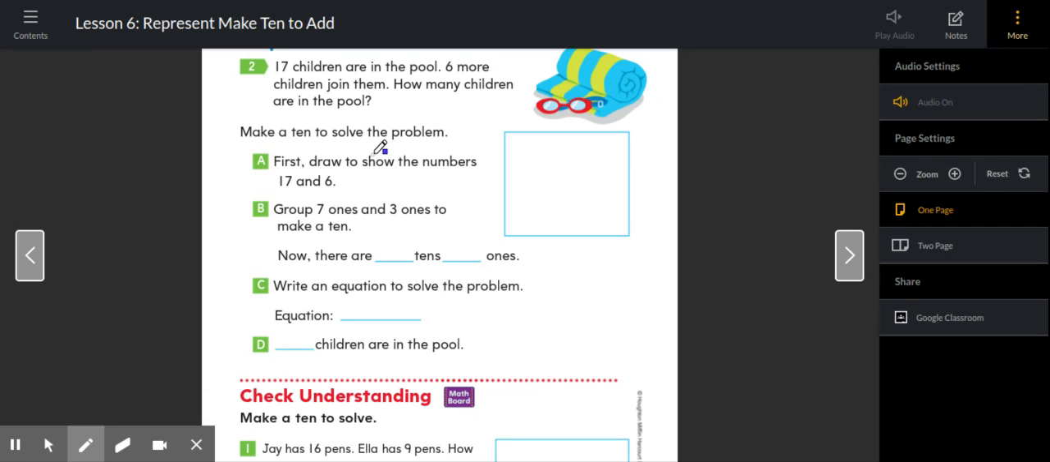First, draw to show the numbers 17 and 6. So I'm going to make 17 with blue. These are the children that were in the pool. 17 is 1 10 and 7 1s. There's 5, 6, 7. That's my 17. And then 6 children join them.